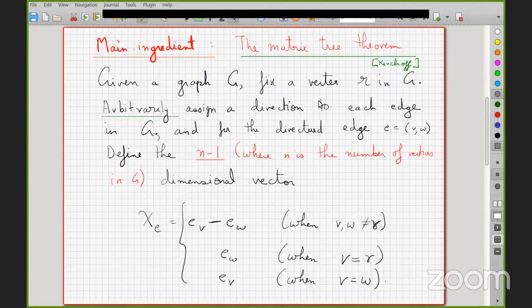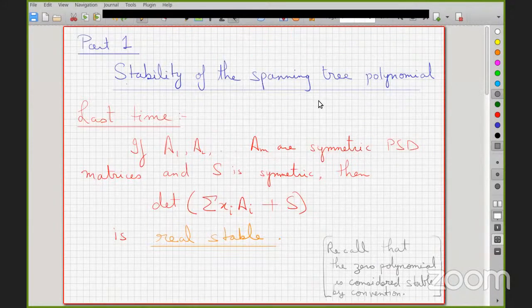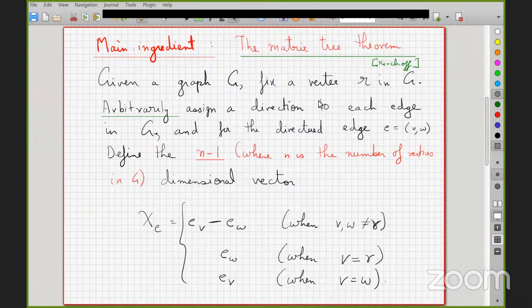Okay, so now we want to prove this lemma. So any questions about the lemma? Okay, so why is this lemma important?